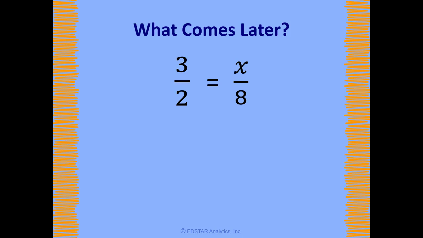What comes later? What are you going to learn later? Well, one of the things that you're going to learn is to solve equations like this: 3/2 equals what over 8? And there's a lot of different ways to do this, but one of the ways that you'll learn is this crisscross, where you multiply diagonally the 2 times the x equals the 3 times the 8. And it doesn't matter which way you do it. You could say 3 times 8 equals 2 times x, or 2x equals 3 times 8. The order you do it doesn't matter which you do first.